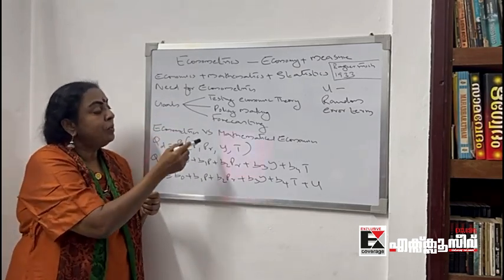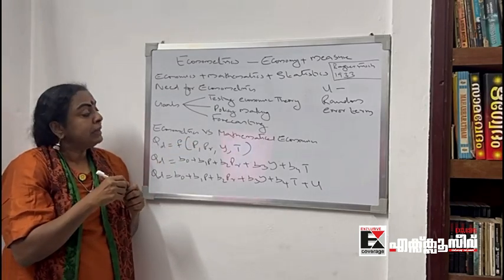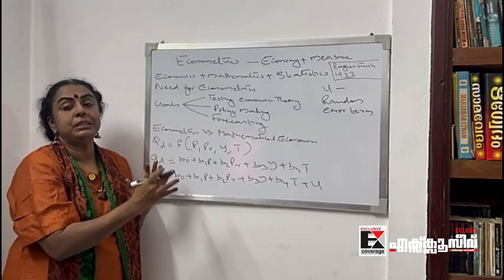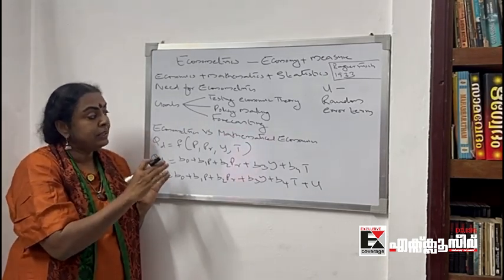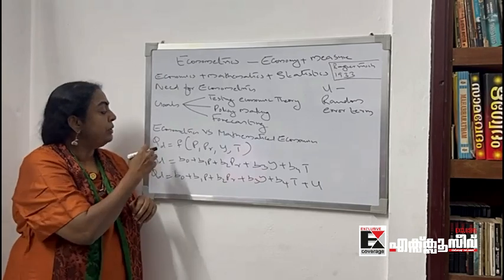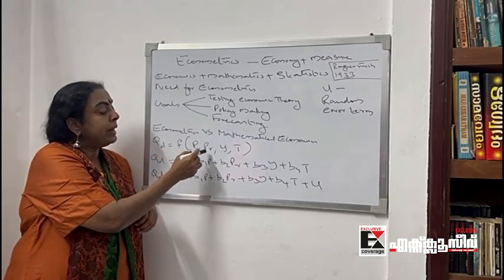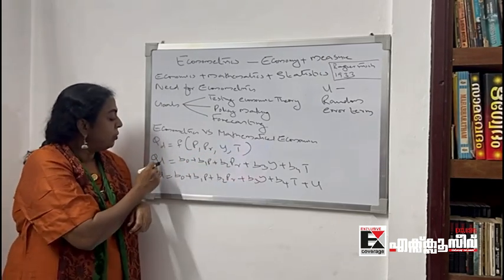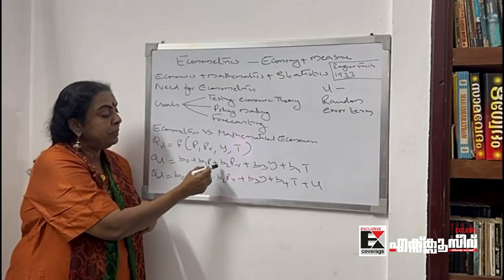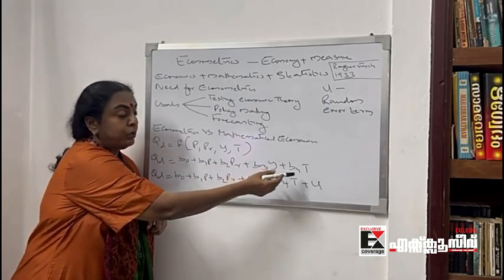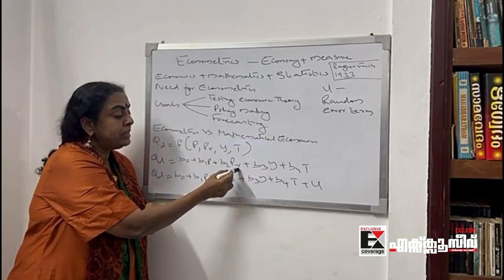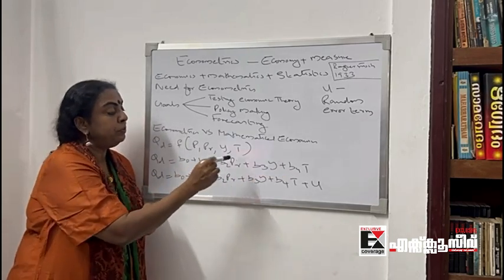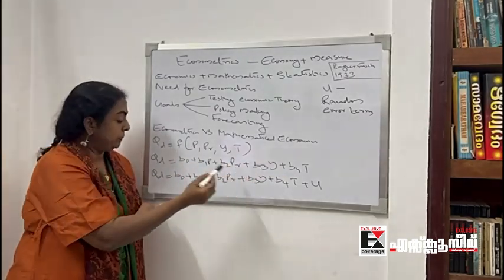Then what is the difference between econometrics and mathematical economics? In mathematical economics, you use equations to represent economic theory. There is nothing other than that. It is simply economic theory represented in mathematical form. So when you say that quantity demanded is a function of price, price of related commodity, income and taste of the consumer, this can be written in mathematical form as quantity demanded equals B0 plus B1P plus B2PR plus B3Y plus B4T, where P is the price, PR is the price of the related commodity, Y is the income of the consumer, and T is taste, and B0, B1, B2, B3 and B4 are coefficients of the model.